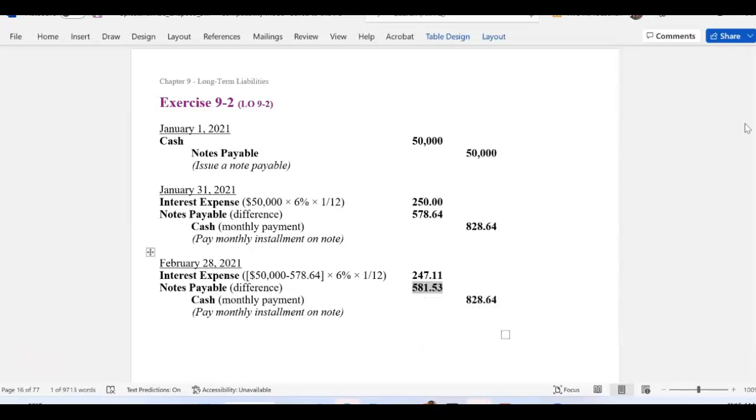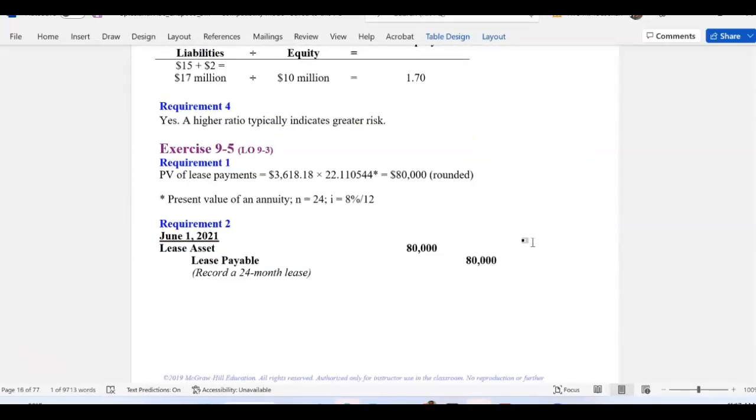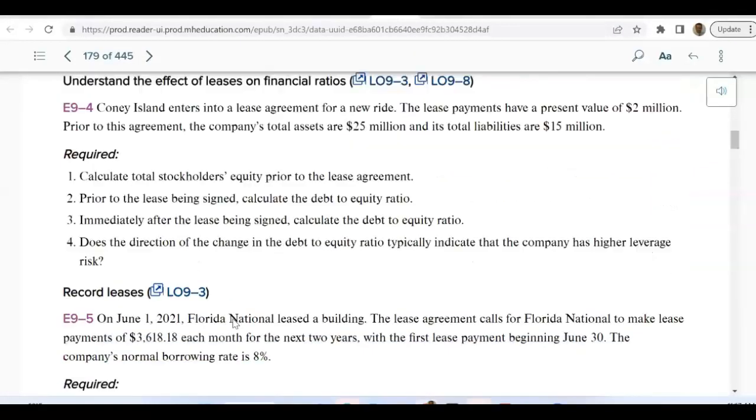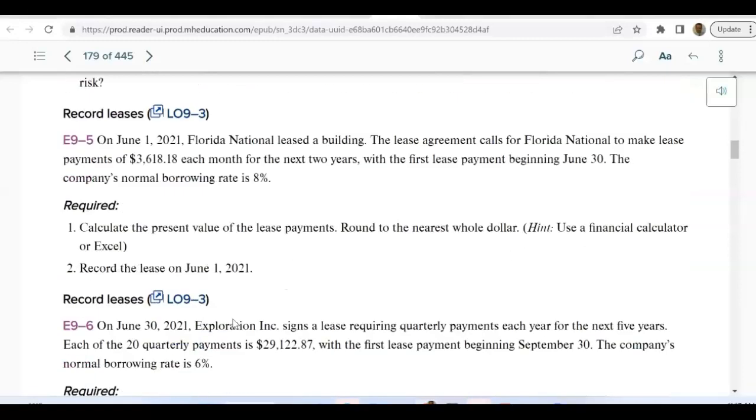Okay, let's do problem number 5. It says, on June 1st of 2021, Florida National leased a building. Okay, June 1st. The lease agreement calls for Florida National to make lease payments of $3,618.18 each month for the next 2 years, with the first lease payment beginning June 30th, like 30 days later. The company's normal borrowing rate is 8%.